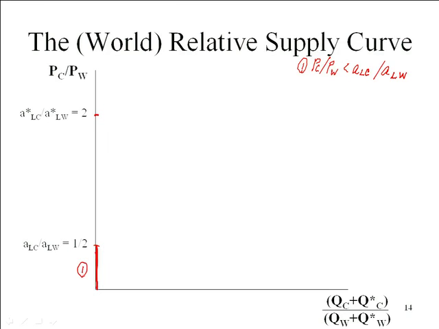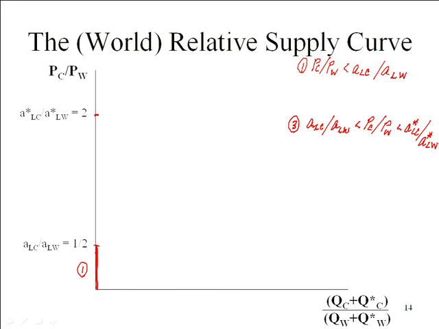At 0, there'll be no cloth. We're only producing wine. Now, let's suppose that the relative price of cloth is between the opportunity cost of producing cloth in Portugal and England.